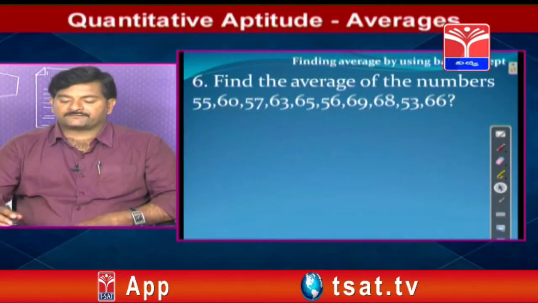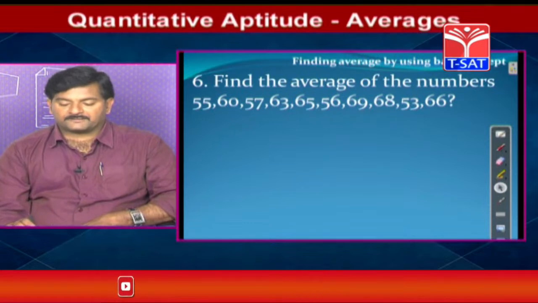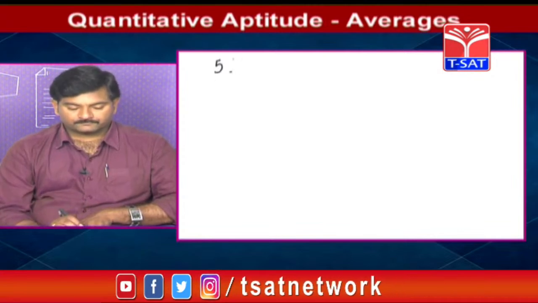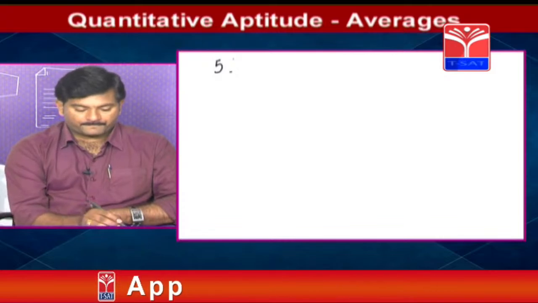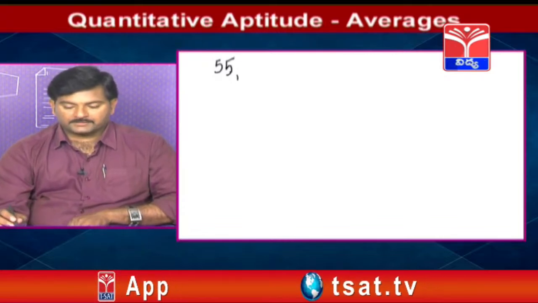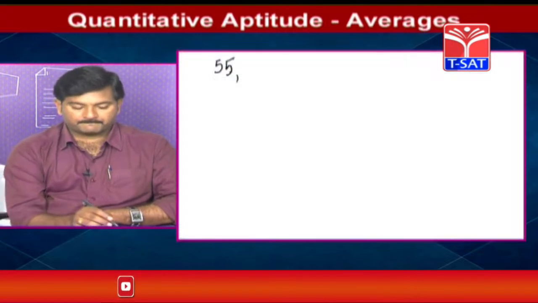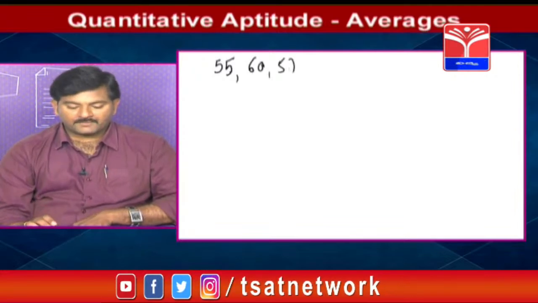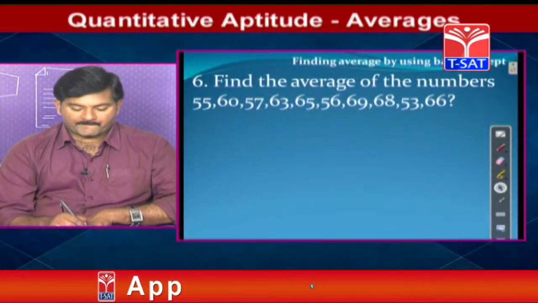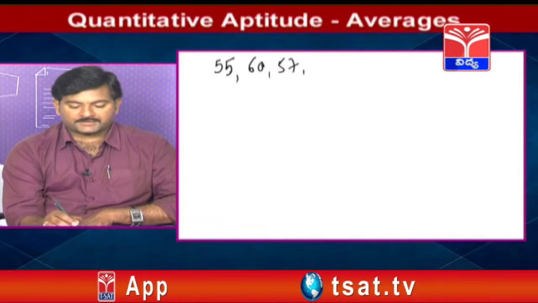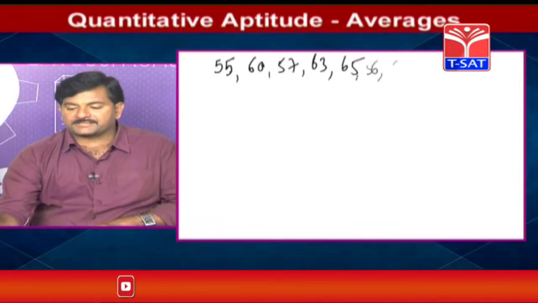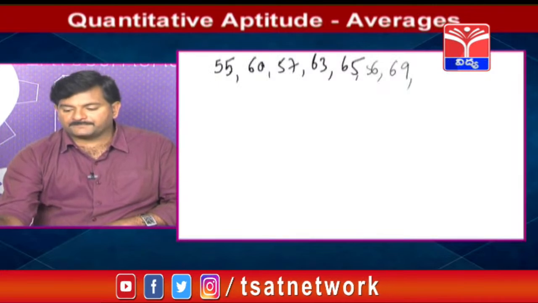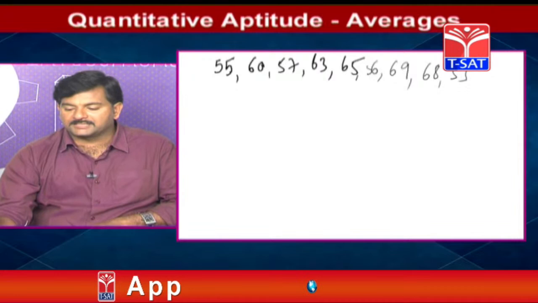He asked us to find the average of these numbers. So we'll find the average of all these numbers: 55, 60, 57, 63, 65, 56, 69, 68, 53, and the value finally given is 66.